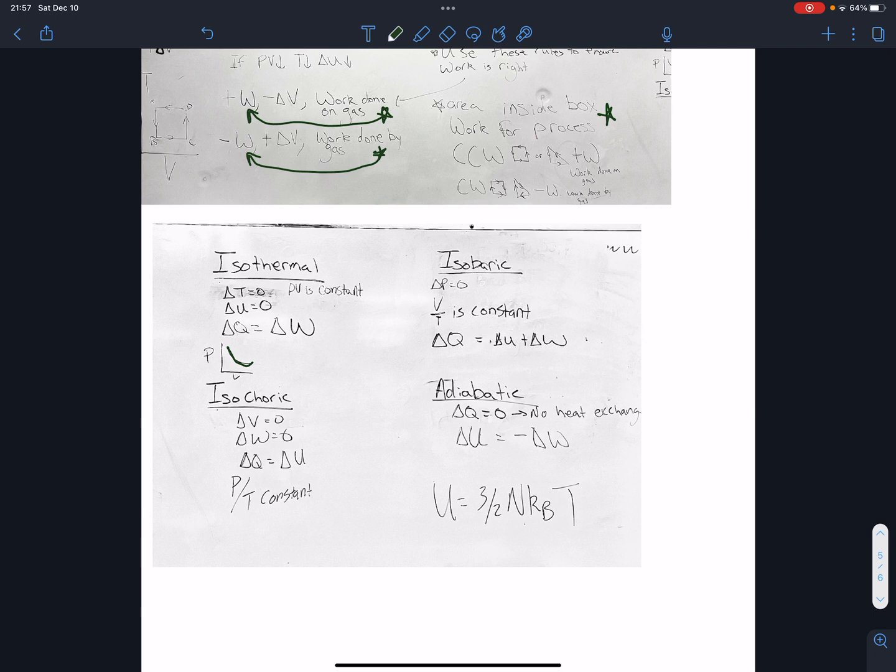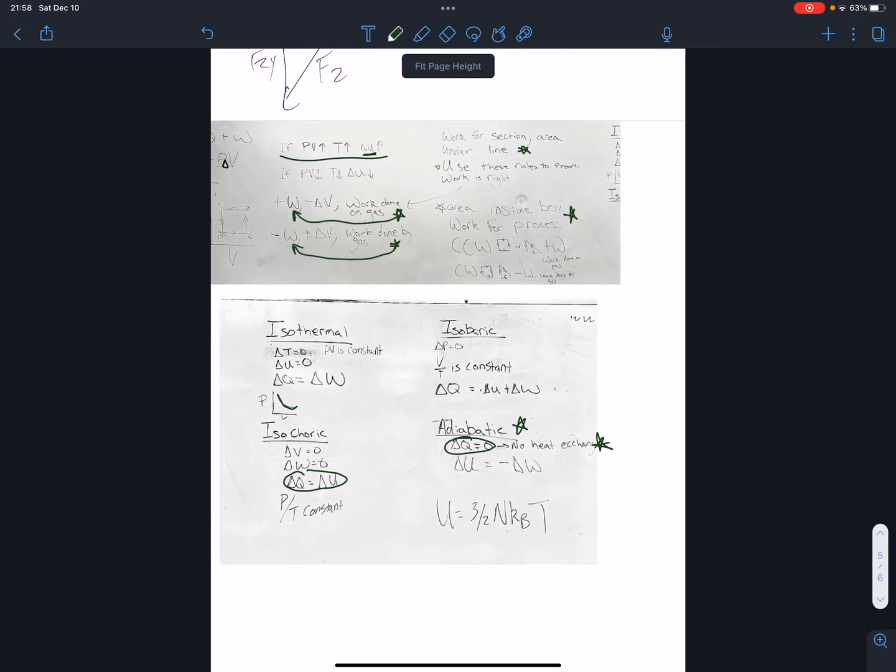Isobaric means there's no change in pressure. And isochoric means that there is no change in volume. And when you have an isochoric relationship, the change in heat is equal to the change in internal energy. And adiabatic is there's no heat exchange. The only time I ever see adiabatic come up is when you have to know this, that there's no heat change. I think that's the key thing.